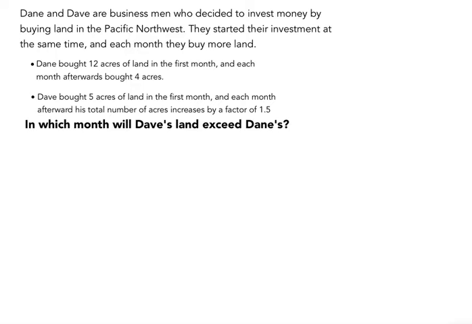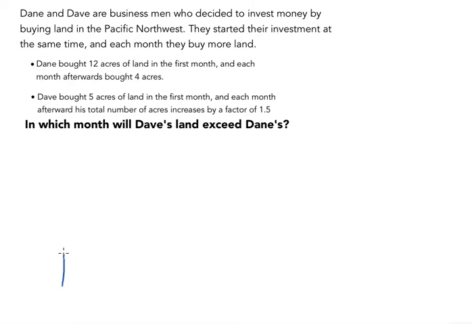Dane bought 12 acres of land in the first month, and each month afterwards bought 4 acres. Dave bought 5 acres of land in the first month, and each month afterward his total number of acres increases by a factor of 1.5. The question is asking, in which month will Dave's land exceed Dane's? So I think when interpreting word problems like this, it's a good idea to create a table to help organize the set of numbers that we have.